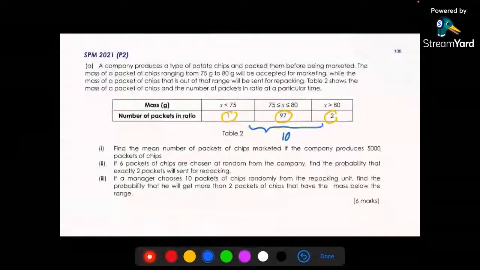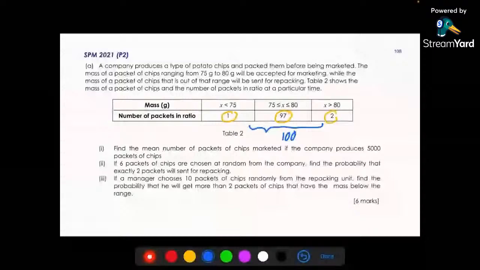Okay, and then now kita tengok dekat sini, find the mean number of packets of chips marketed. Yang ini yang dipasarkan. Yang ini repacking balik lah. Kalau greater than 80, packing balik. Kalau less than 75 pun kita kena repack balik. Great. So now kita pergi pada the first question.